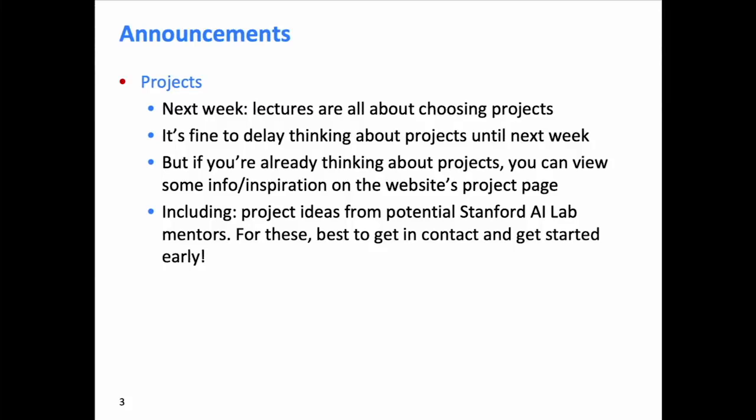But if you are a person who's already thinking about your projects, for example, if you're trying to choose your custom project, then you should check out the website's project page, because it has quite a lot of information about how to choose your project and also some inspiration. And that includes, we've collected some project ideas from various members of the Stanford AI lab. So these are faculty and PhD students and postdocs who have ideas for NLP and deep learning projects that they would like CS224N students, such as yourself, to work on. So especially if you're looking to maybe get into research later, this is a really great opportunity to work with someone in the Stanford AI lab and maybe get some mentorship as well.